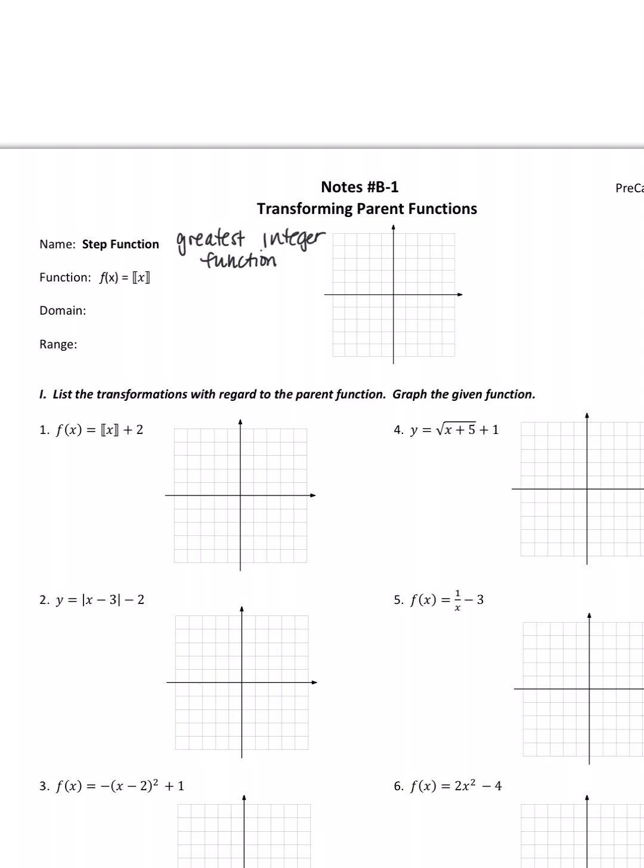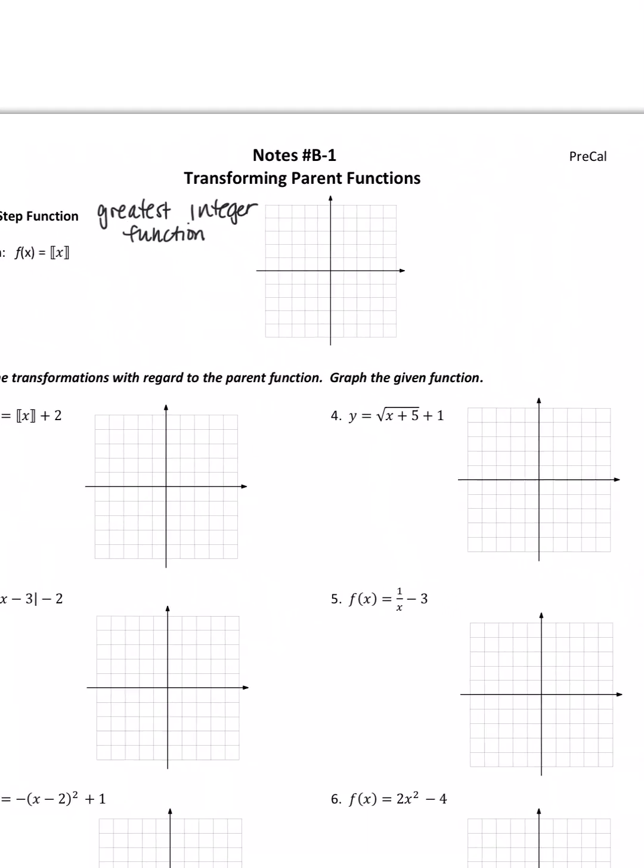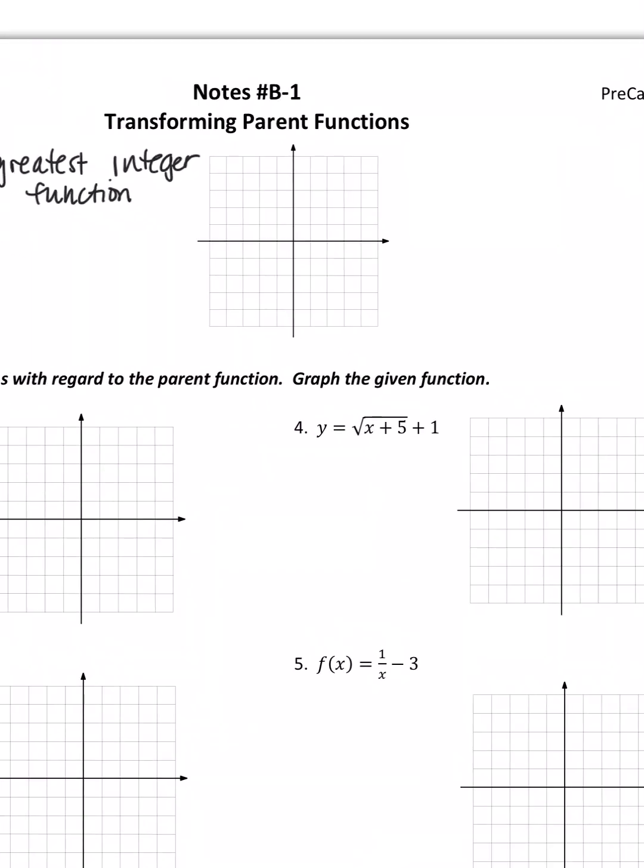So let me show you what this looks like. So here's what it looks like, and then I'm going to show you what it actually is. All right, so it looks like this. So it's a little staircase. Notice it has a closed dot on the left and an open dot on the right. Closed, open. And it would continue on and on and on.